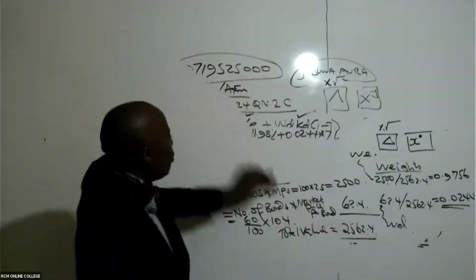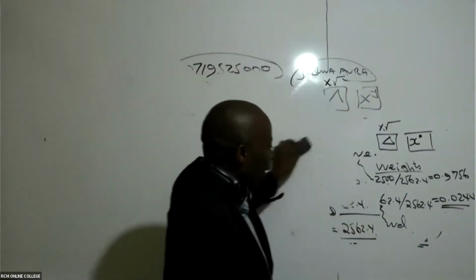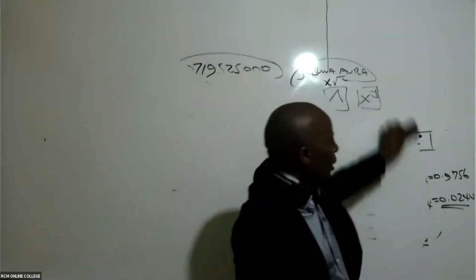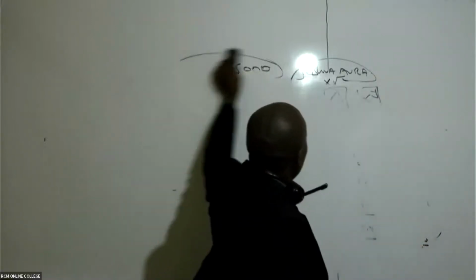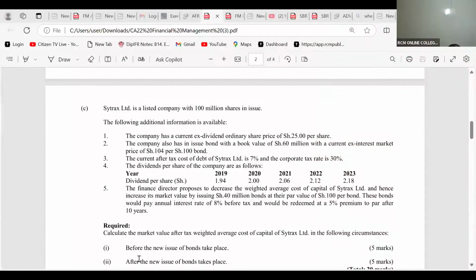Then allow me to go to number 2 of this question. Remember, this was before new debt being issued. Look at Roman 2: now we have new debt being issued. So part 2 is after the new issue of bonds takes place.